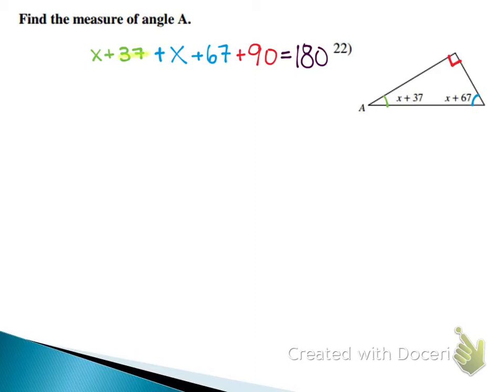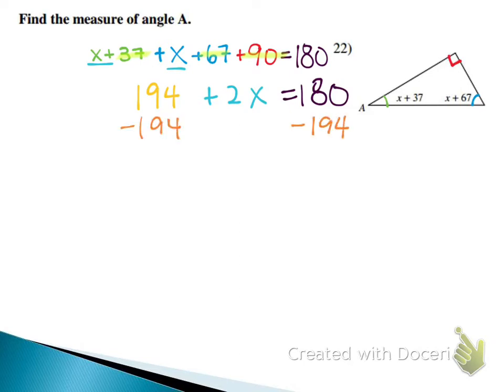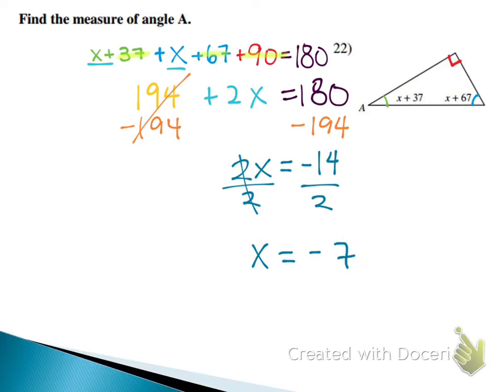Combine your like terms. What is 37, 67, and 90? 194, that's good. And then x and x make 2x equals 180. Subtract 194 from both sides. What is 180 minus 194? Negative 14. So when we divide by 2, x is negative 7, which is okay because we can have a negative x.